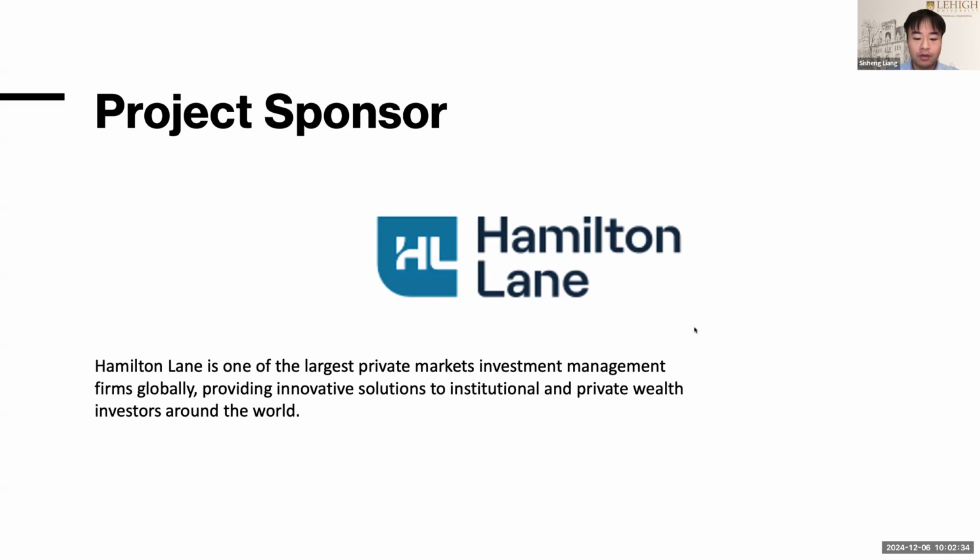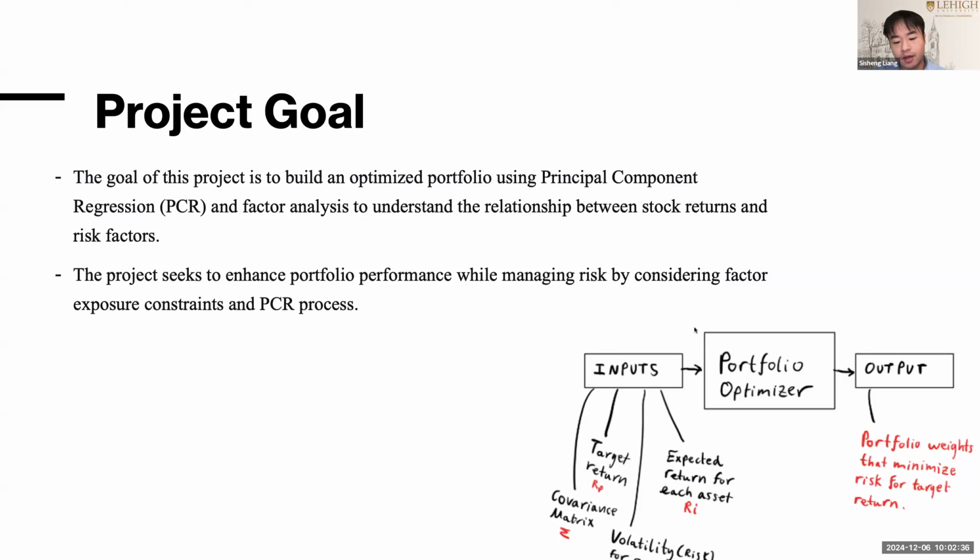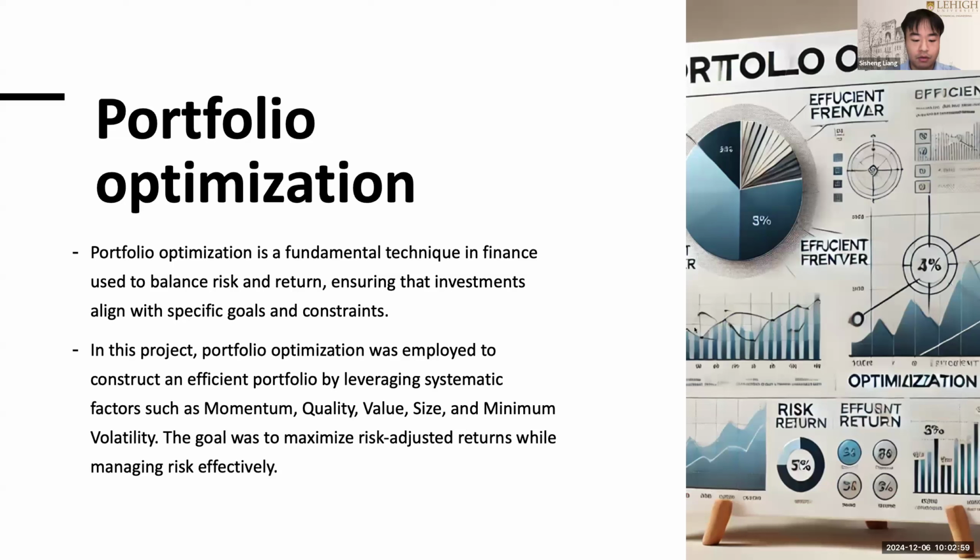So let's talk about the goal of this project. The main idea here is to build an optimized portfolio that leverages principal component regression, or what we call PCR. The focus is to explore a practical way of applying PCR to solve the issue of multicollinearity in portfolio optimization. So next, we move to portfolio optimization.